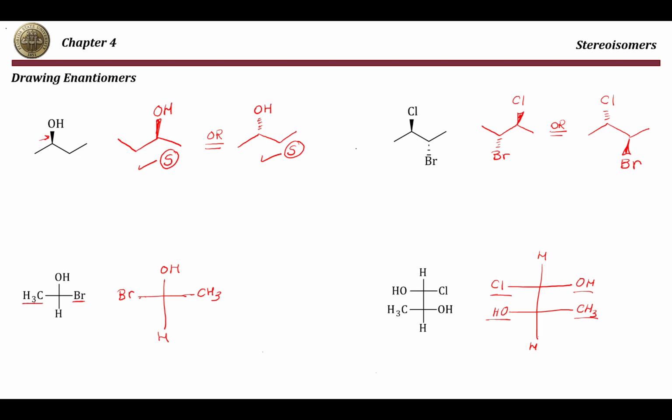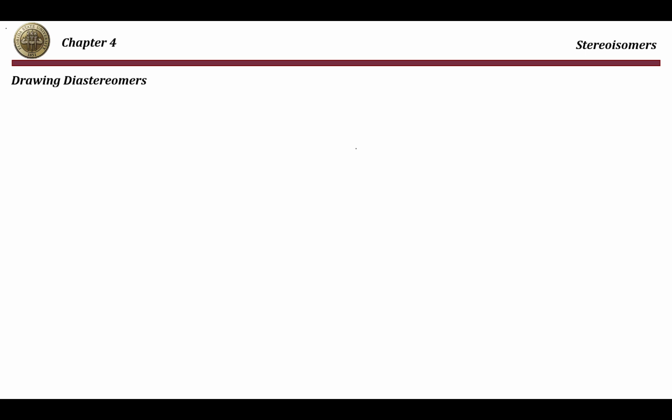Now, if the compound has more than two chiral centers, the same method can be applied, whether it has dashes and wedges, or if it is a Fischer projection.